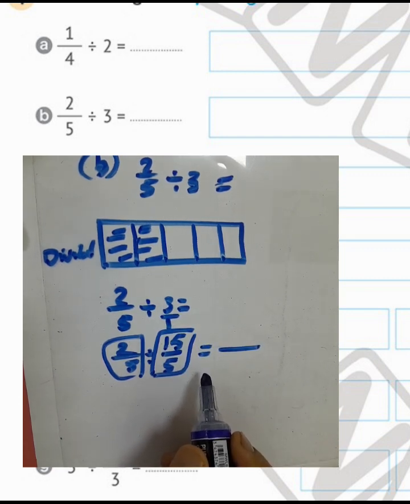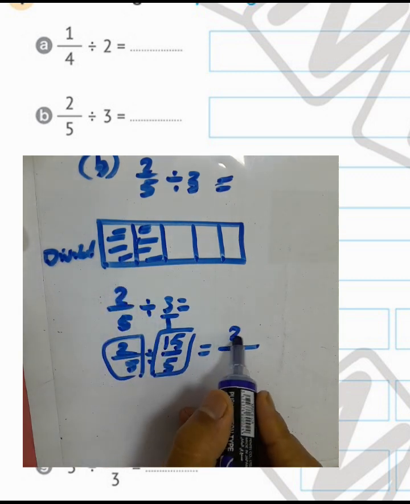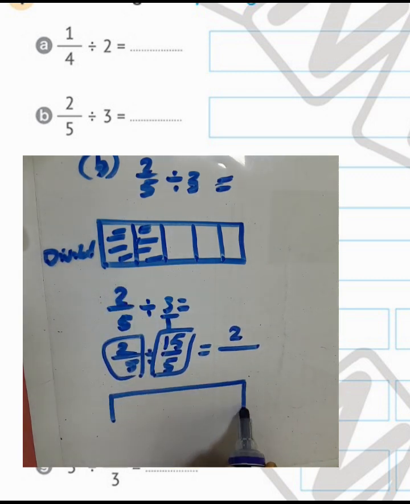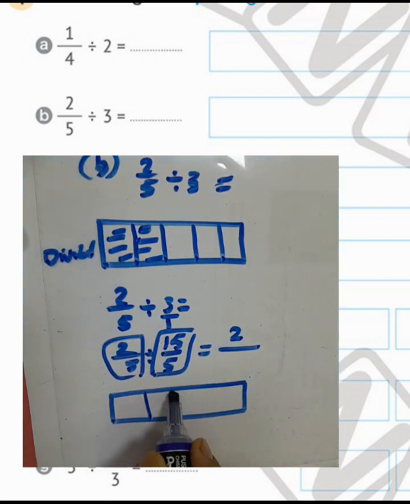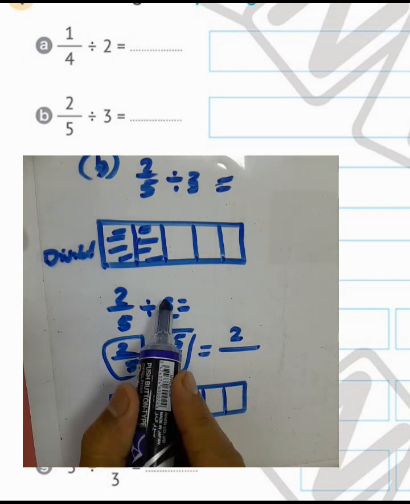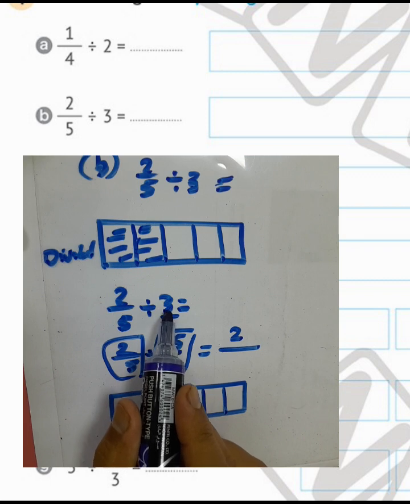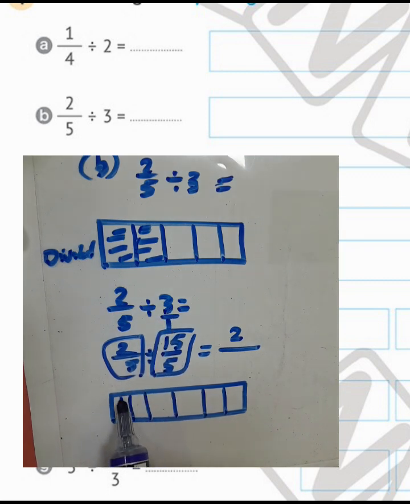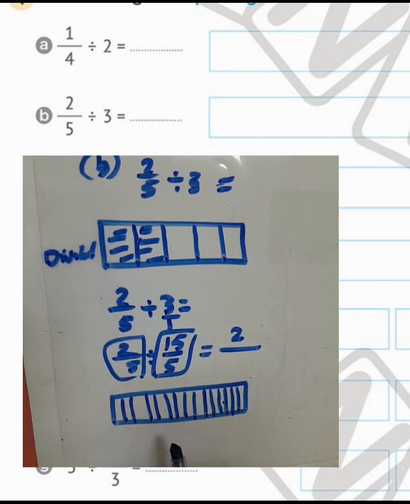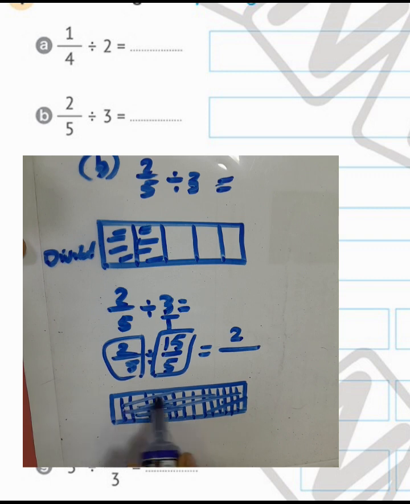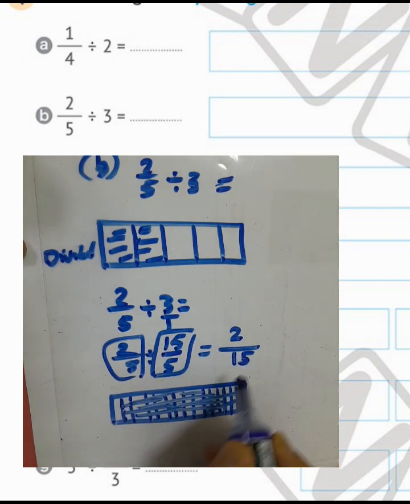To find the quotient, you must write how many parts are colored here: 2. And we will draw a tape diagram here and divide it into 5 parts: 1, 2, 3, 4, and 5. And then each part we will divide into 3 parts: 1, 2, 3, for each part. Then we will draw all the parts here. Then we will color 15 parts.